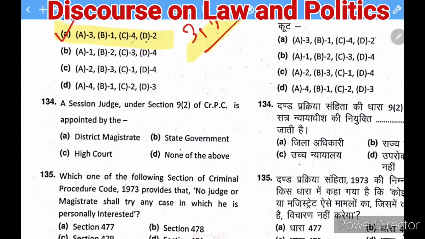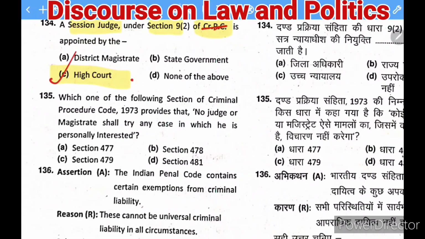Next question is from the CrPC. A session judge under section 9 clause 2 is appointed by whom? The options given here are the district magistrate, the state government and the High Court. And the right answer of this, you all know, is the High Court.